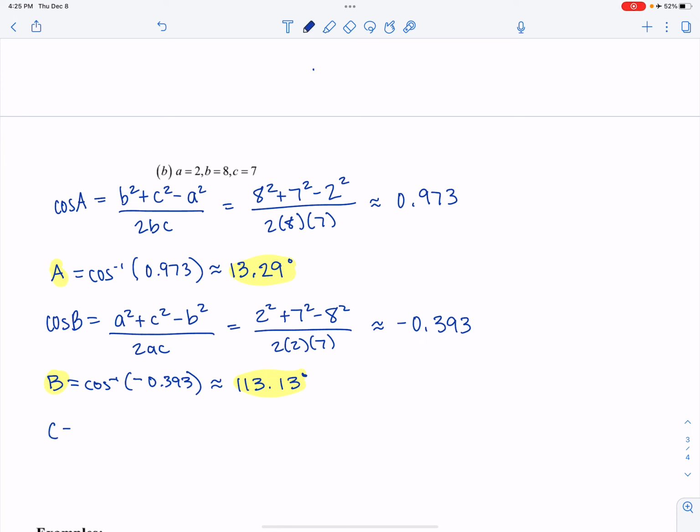Leaving us with C, which is 180 minus 13.29 minus 113.13, leaving us with an angle of 53.58. Lovely.